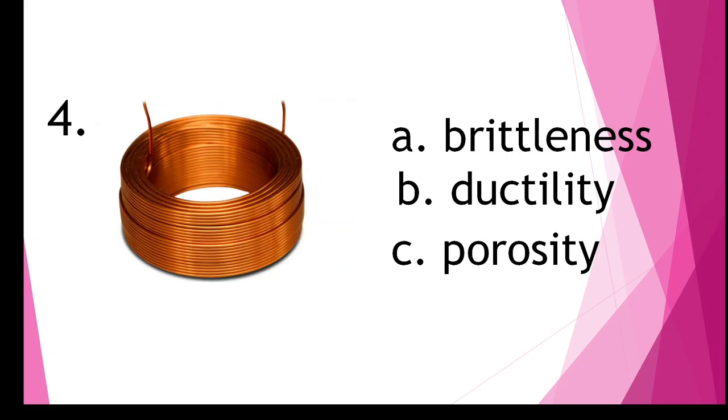We have number four, copper wire. What is the property of copper wire? A. Brittleness. B. Ductility. C. Porosity.